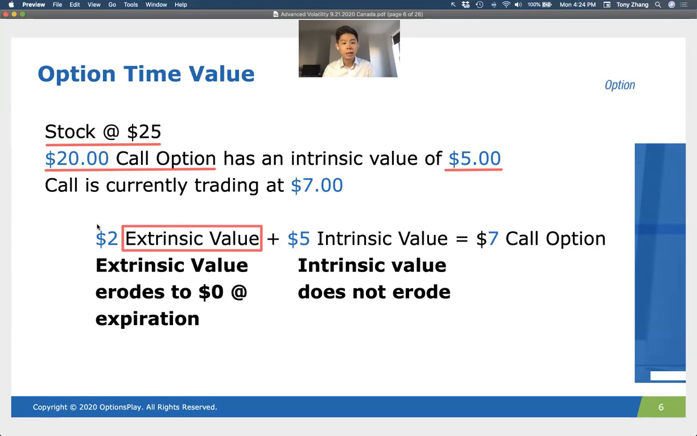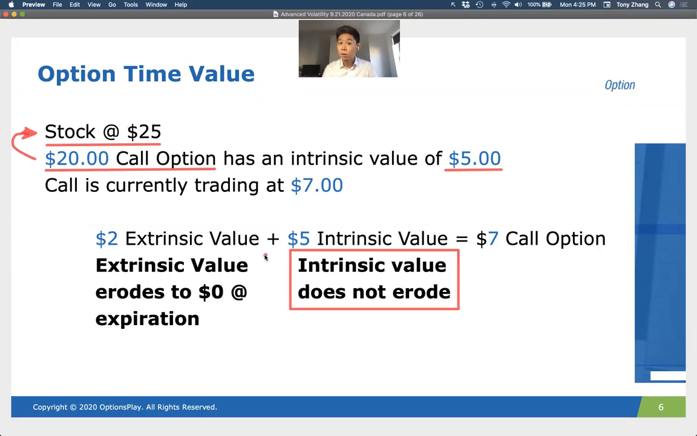The extrinsic value is the part that expresses what the future expected volatility of that stock is going to be. The higher the future expected volatility, the higher the extrinsic value. The lower the future expected volatility, the lower the extrinsic value. Now, the important part to remember is that intrinsic value will never erode, because you can always buy the stock for $20 and immediately sell the stock for $25. No matter what happens, that will always be true. So this part will never change, the $5 intrinsic value, as long as the stock stays at $25.